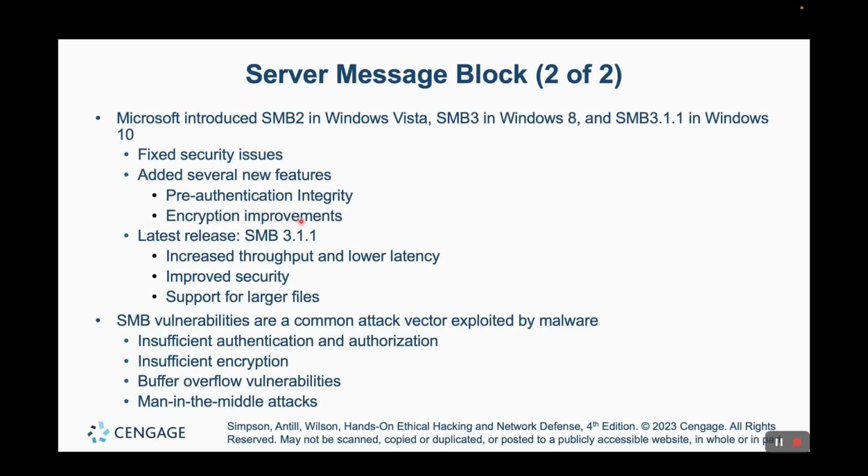Now, for encryption improvements, it basically uses the AES encryption algorithm, 128 and 256 bit. Now, what's the latest release? Like I mentioned, SMB 3.1.1. It has a lot of improvements compared to the previous versions. For example, it has increased throughput and lower latency. Basically, it can reach a throughput of up to 32 gigabits per second, which is much faster than the previous versions of SMB. Because it has lower latency, files can be opened and closed fast.